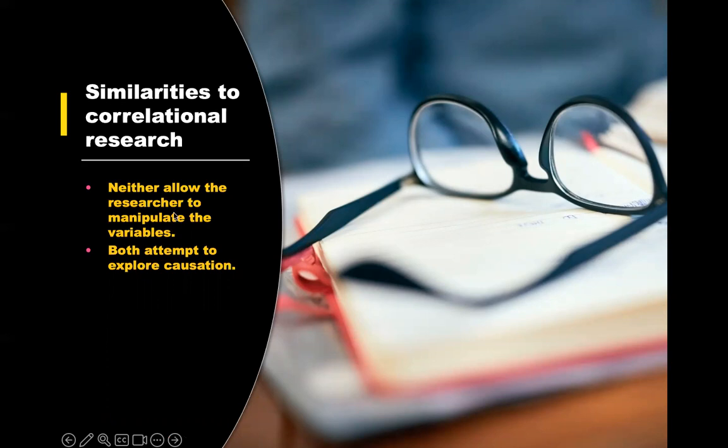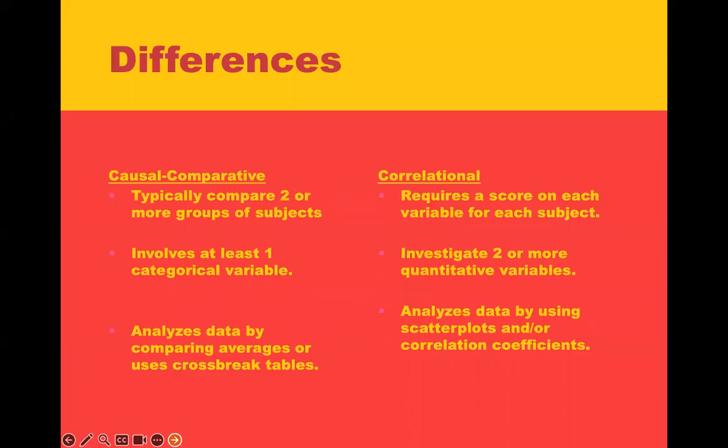Nevertheless, causal comparative research and correlational research do not allow you to manipulate the variables, even if both attempt to explain and explore causation, one in terms of relationships, the other in terms of differences. A clearer distinction between the two can be made.